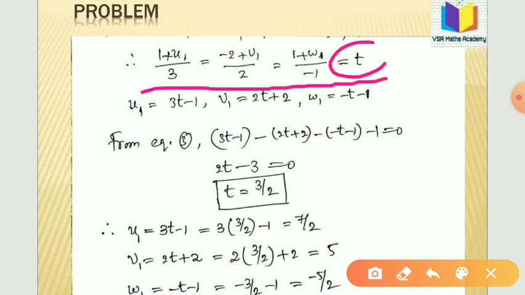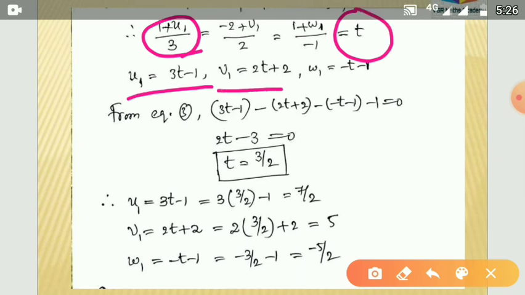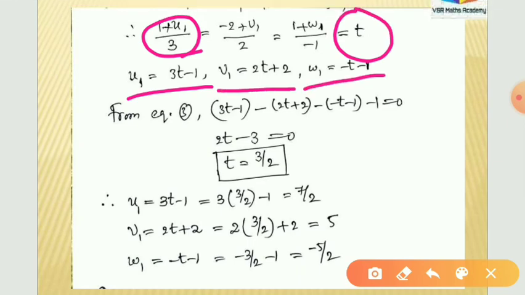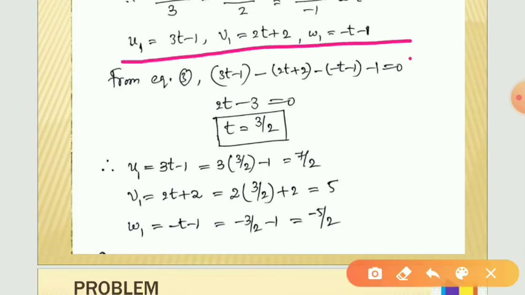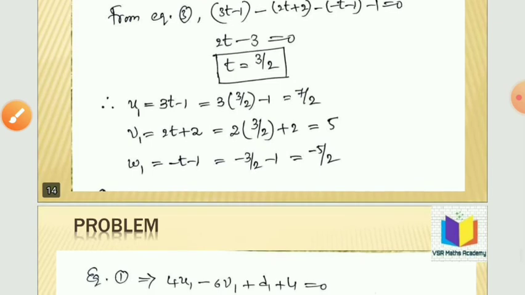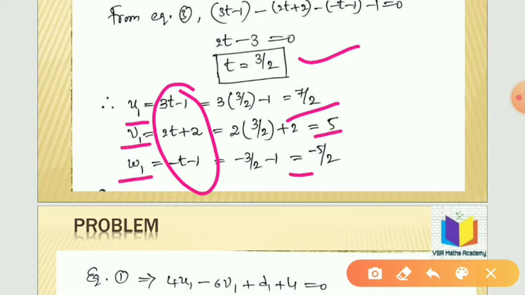Say this is equal to t. From this you can write u1 is equal to 3t minus 1, v1 is equal to 2t plus 2, w1 is equal to minus t minus 1. By substituting the values of u1, v1, w1 in this equation, you will get 2t minus 3 is equal to 0 and hence t is equal to 3 by 2. On substitution of t is equal to 3 by 2, you can finally find u1 is equal to 7 by 2, v1 is equal to 5 and w1 is equal to minus 5 by 2.